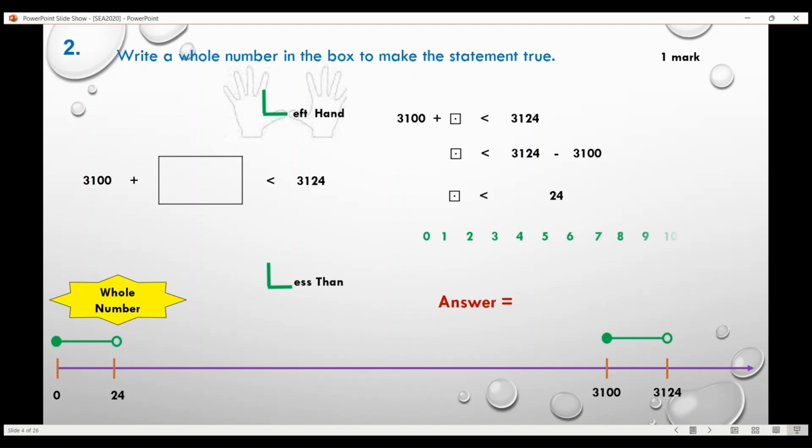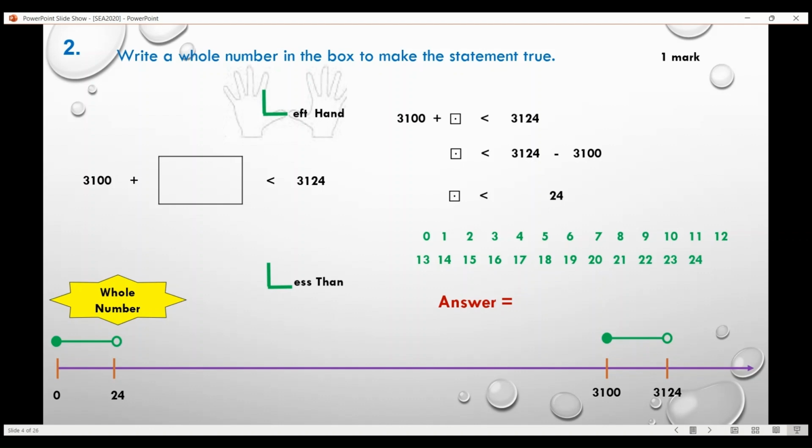Well, if we put it into our original statement, 3,100 plus 0 is 3,100, and that is less than 3,124. If we go along this line up to 12, 3,100 plus 12, it's still less than the right-hand side, so it works. So any number from 0, 1, 2, 3 up to 12 works. Let's continue. What about 13? 3,100 plus 13 will also be less than the right-hand side. 3,100 plus 23 will give us 3,123, which is also less than the right-hand side. So all of those work.